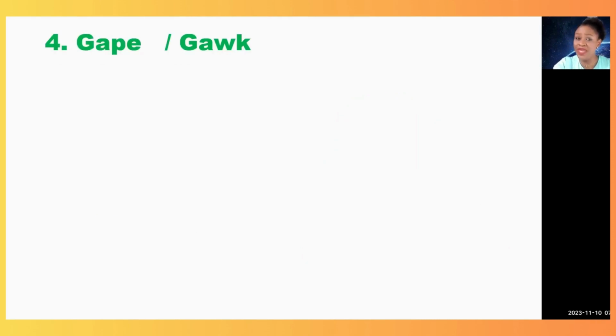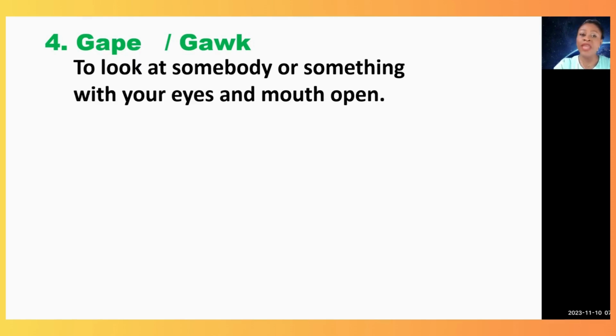The next verb is gape or gawk. You can use them interchangeably because they mean basically the same thing. So, gape means to look at somebody or something with your eyes and mouth open, like you are amazed, you are surprised. You were not expecting that thing, or you were not expecting that action, or you were not expecting the word, or you were not expecting what just happened. Okay, you gawk.